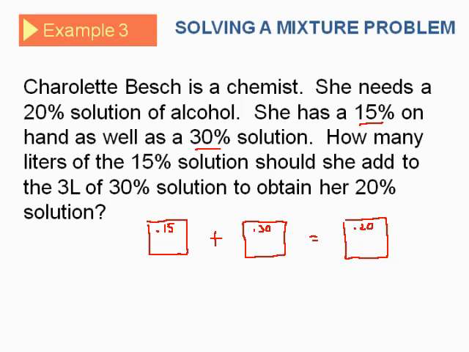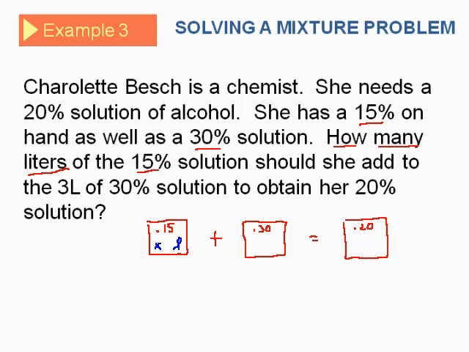So you always are going to have something stronger and something weaker to get something in between. Now, whenever you set these type of mixture problems up, do you know how much 15% that she has? Well, let's keep reading here. It says actually what we're after: how many liters of the 15%? So we don't know that, so we're going to call this x liters.